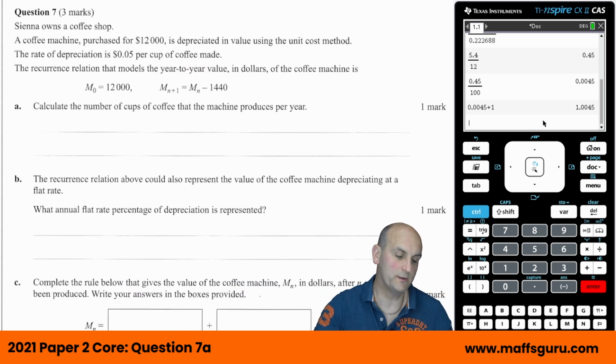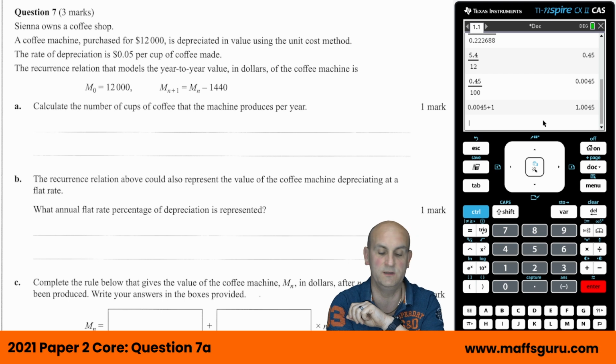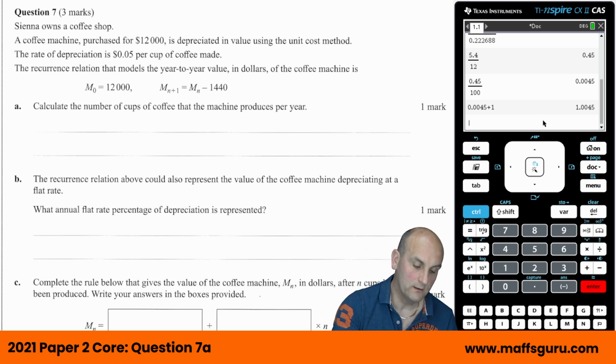Sienna owns a coffee shop. A coffee machine purchased for $12,000 is depreciated using the unit cost method. The rate of depreciation is 5 cents per cup of coffee. The recurrence relationship was given below. Calculate the number of cups of coffee the machine produces per year. Because my coffee depreciates by that much, then I can do 1440 divided by 0.05.